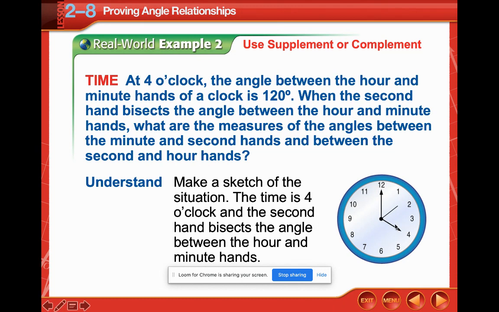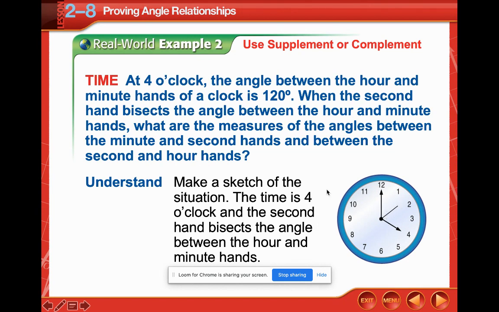So make a nice little pretty sketch here of the situation. Time is 4 o'clock. I don't know how many students can read these nowadays, but they're a classic. The second hand bisects the angle between the hour and minute hands. As you can see, it cuts it right in half right there.